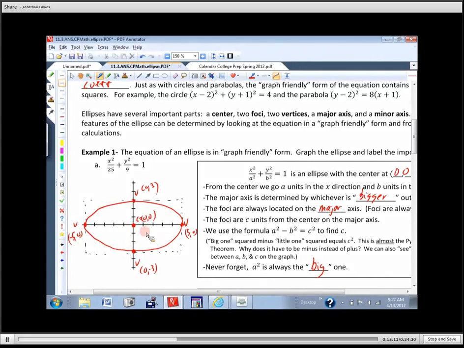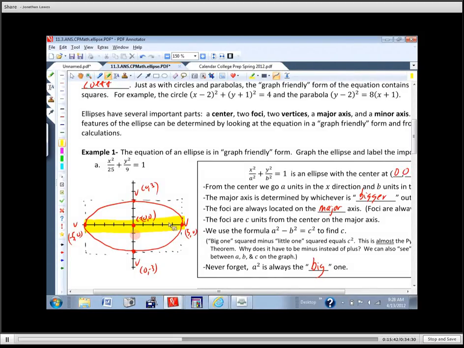They are always on the major axis. This is the major axis right here. What do we call this then? That would be the minor axis. So listen carefully, please. How long is the major axis? 10. 5 here, 5 there, 10 altogether. The major axis is 10 units long. How long is the minor axis? The minor axis is 6 units long.